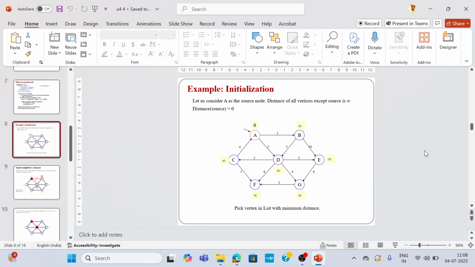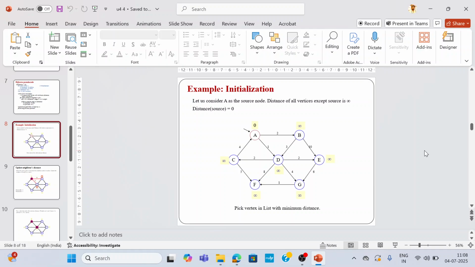In this video, we will explore Dijkstra's algorithm, which is a very powerful technique to find the shortest path in a graph. You will understand the logic through this example. So let me start with the basics. What is Dijkstra's algorithm?